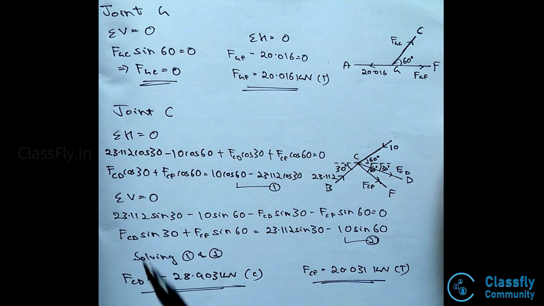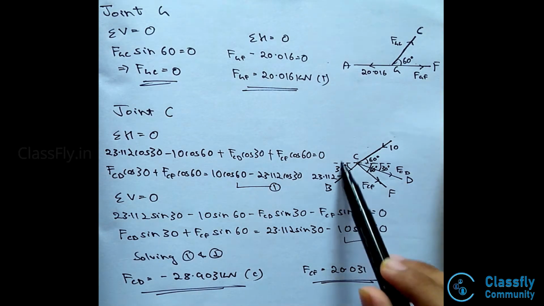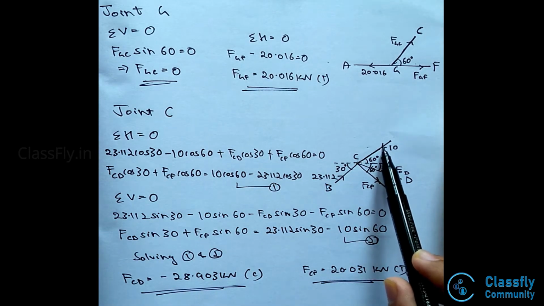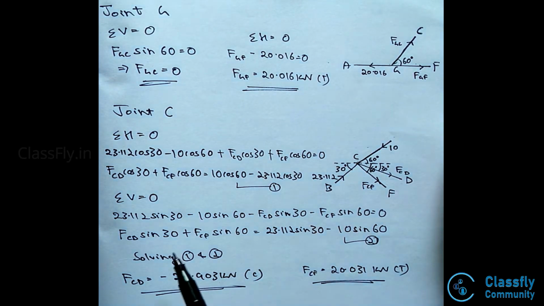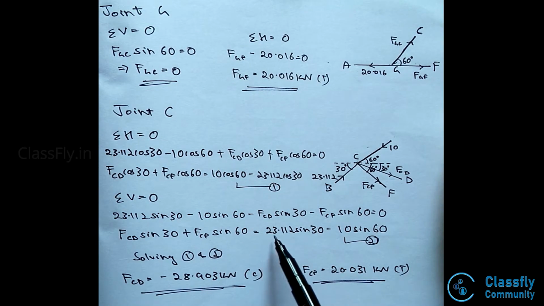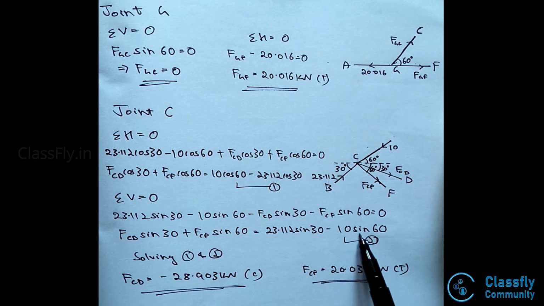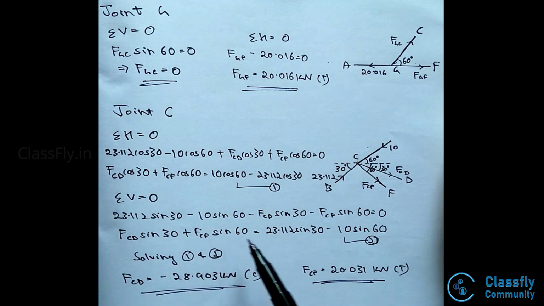Now, summation V is equal to 0 implies that 23.112 sin 30 minus 10 sin 60 minus FCD sin 30 minus FCF sin 60 to be equal to 0. Hence, we get FCD sin 30 plus FCF sin 60 to be equal to 23.112 sin 30 minus 10 sin 60. Name this equation as 2. Now, solving 1 and 2, we will get the value of FCD to be minus 28.903 kilonewtons, which is a compressive force, and the value of FCF to be 20.031 kilonewtons, which is a tensile force.